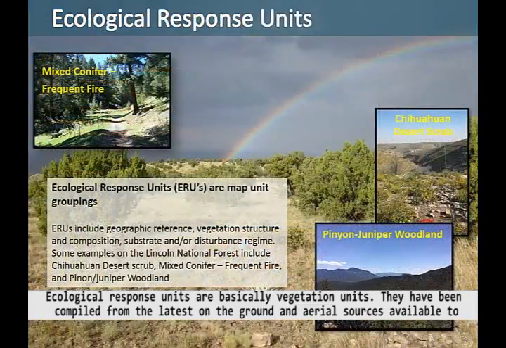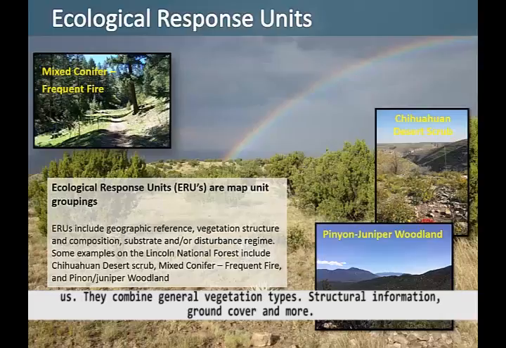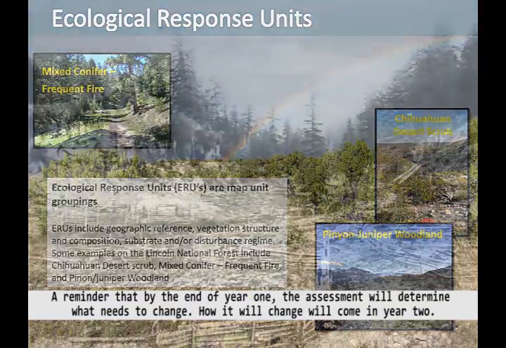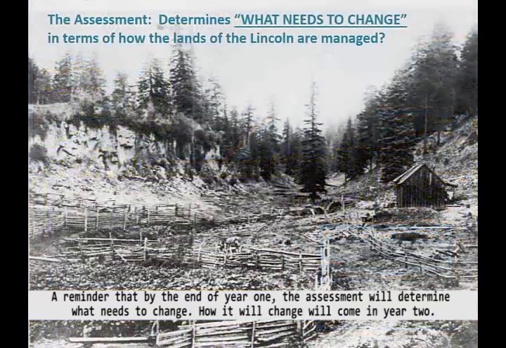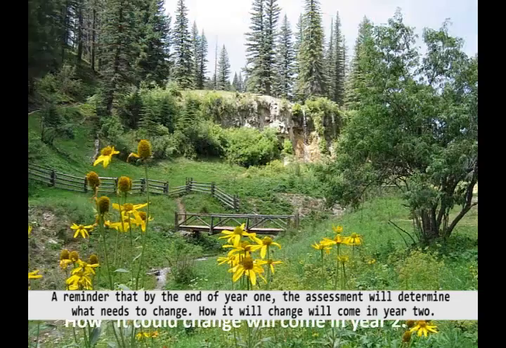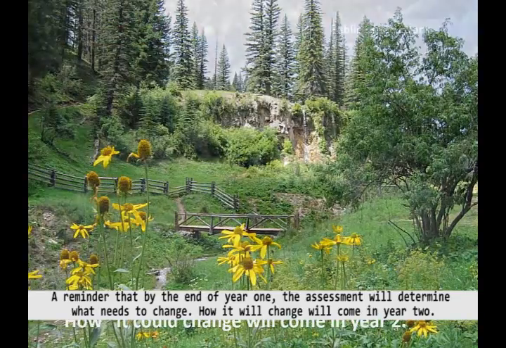Ecological response units are basically vegetation units. They have been compiled from the latest on-the-ground and aerial sources available to us. They combine general vegetation types, structural information, ground cover, soil information, and more. A reminder that by the end of year 1, the assessment will determine what needs to change. How it will change will come in year 2.